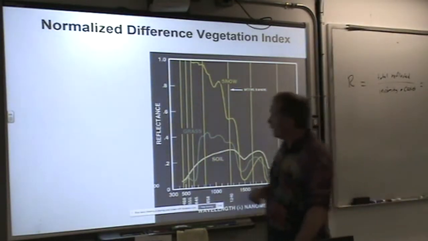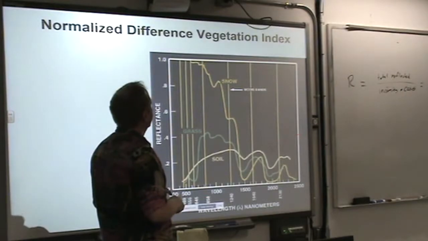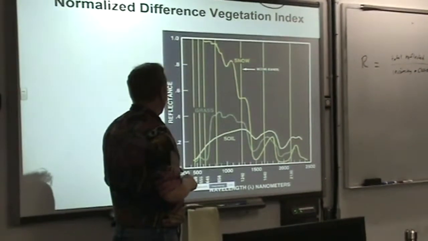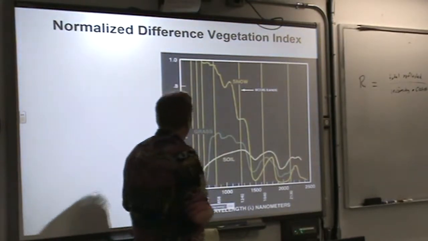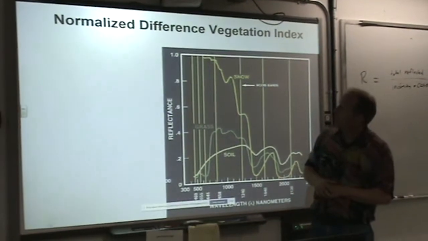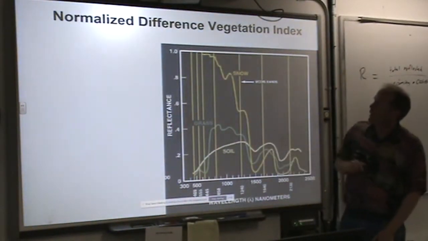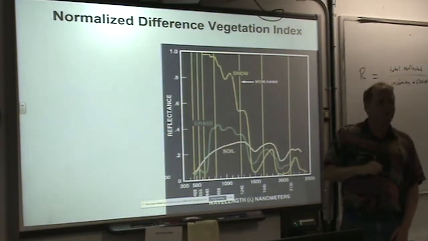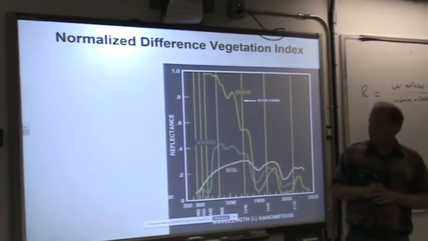But let's look at reflectance here in the near-infrared. Reflectance as a function of wavelength here. So if we have snow, the reflectance as a function of wavelength actually decreases as you get to longer wavelengths there. And that has to do with Rayleigh-type scattering, stuff like that.